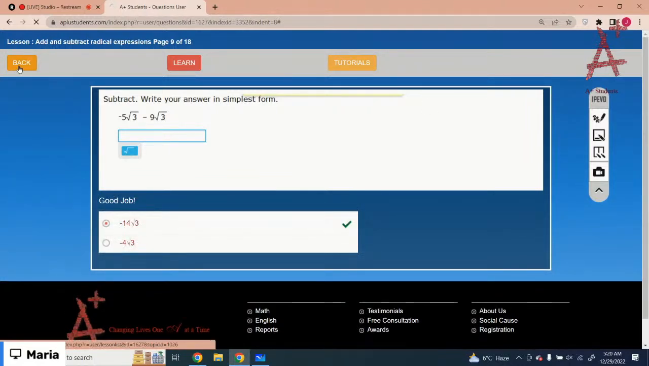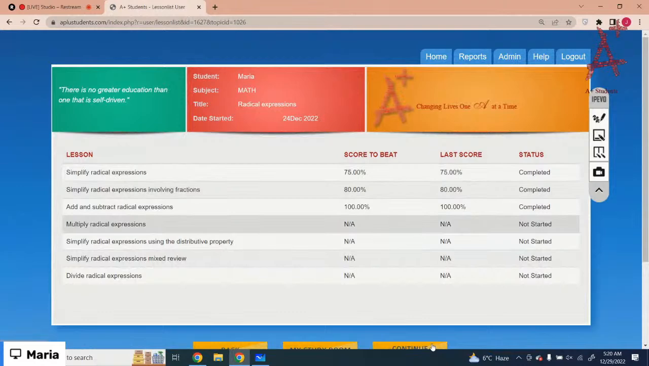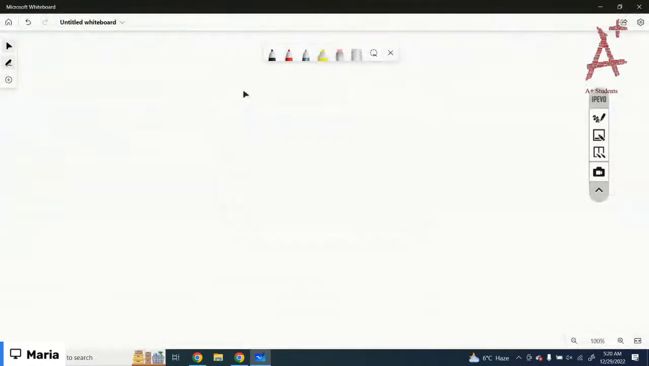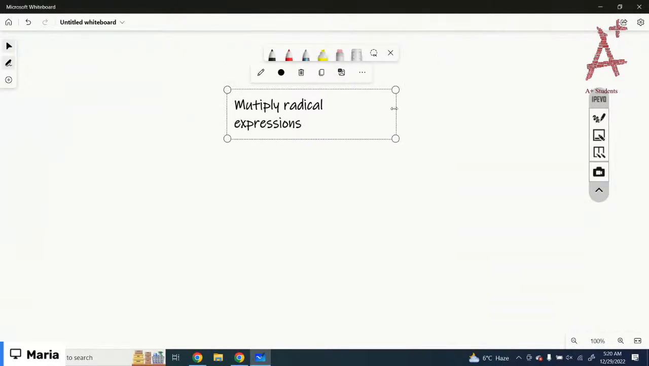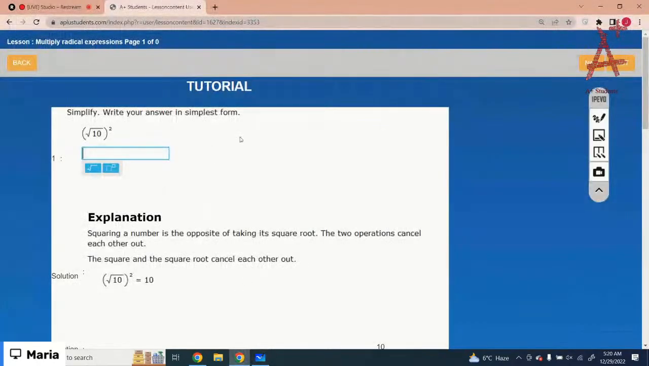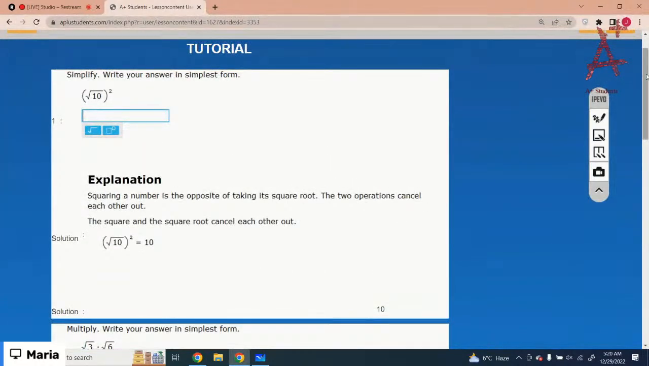Let me just move on to the next lesson. The next lesson is multiply radical expressions. So let's just start with the next one, multiply radical expressions. Okay, so let's start with the first example.